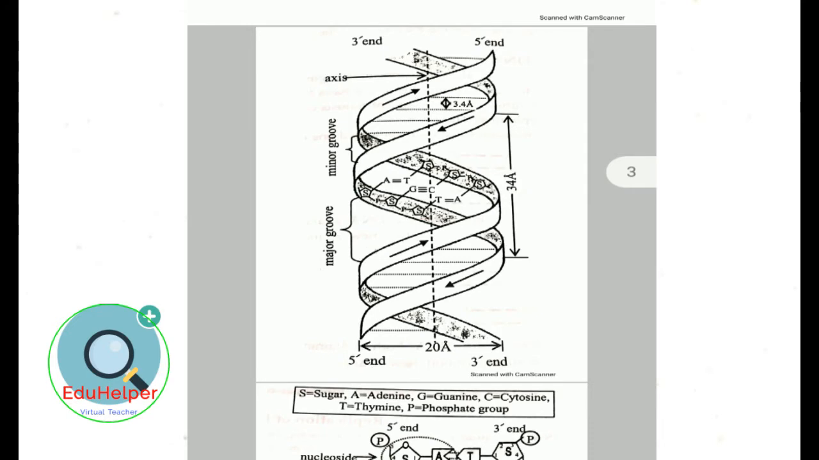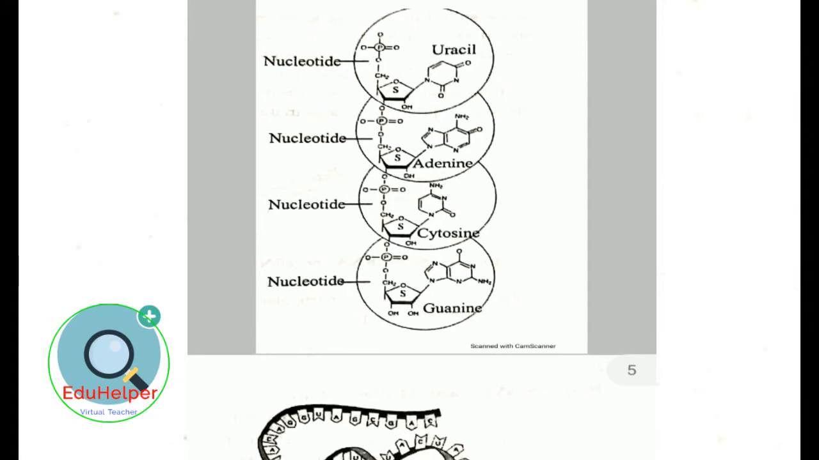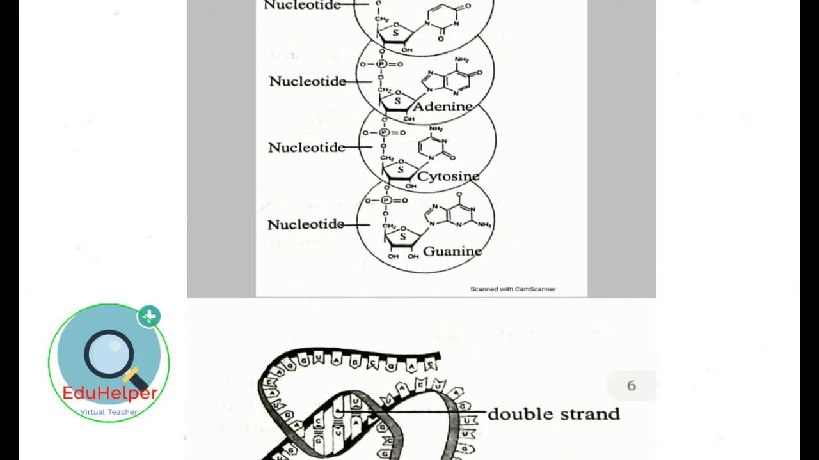Now I am going to describe RNA in short form. The full form of RNA is ribonucleic acid. The nucleic acid of living cells having ribose sugar in its nucleotides and performing multiple vital roles in the coding, decoding, regulation and expression of genes is called ribonucleic acid or RNA.